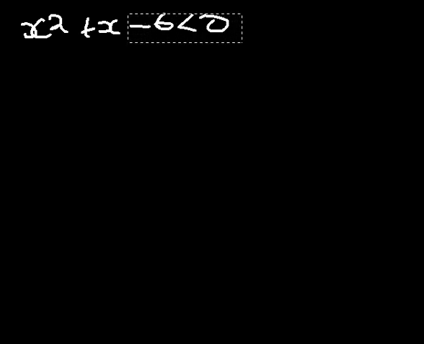Now let's say we have a problem, given as x squared plus x less than 6. It should be a positive 6 on the other side. It should have been this way. Should be less than, that should be a 6 there.